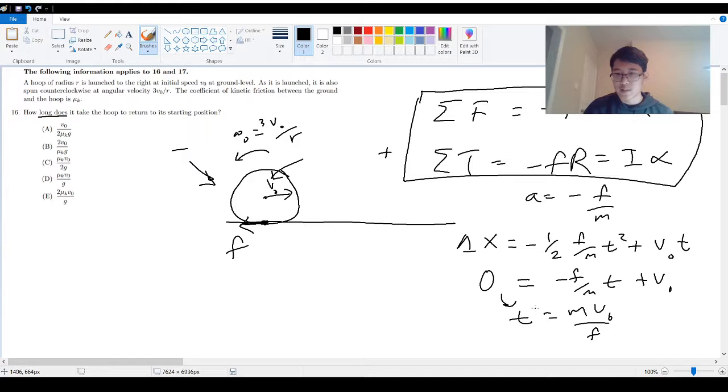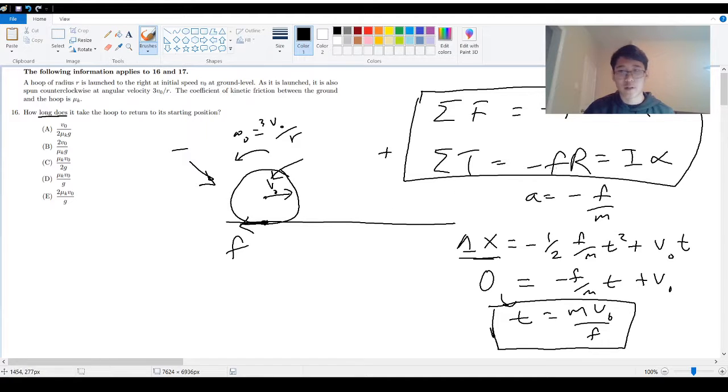Then we can plug in t up here to get delta x, the distance it travels before it stops moving. But we don't need to worry about this yet. You might be wondering, the question is just asking for time, so why do we need delta x? We also need to know how much distance it travels, and then we can use kinematics again to see how long it takes to travel that distance back to the original position. So this is the time it takes to get to the position where v0 equals 0.